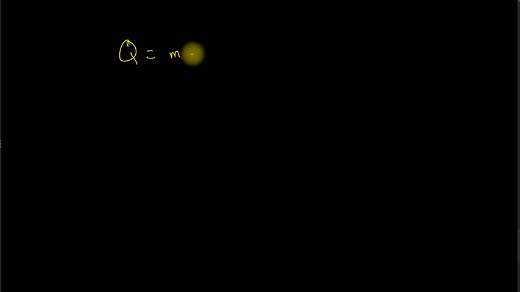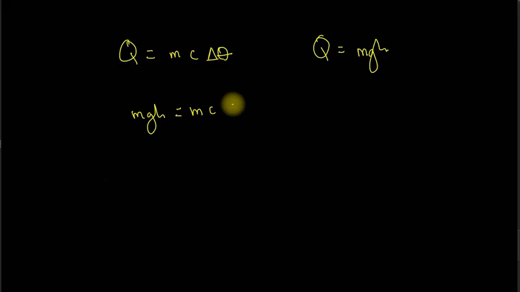So the kinetic energy of the fall of water can be converted to heat energy. So Q is equal to mc change in temperature, right? And then energy is also equal to mgh. So therefore we can equate mgh to mc change in temperature. M cancels out because it's the same mass of water, right? Energy is conserved. So we have gh, height.